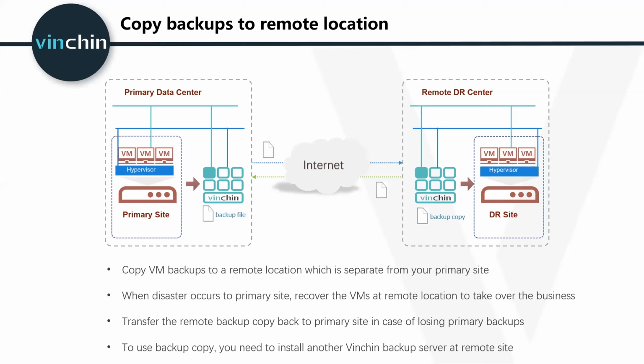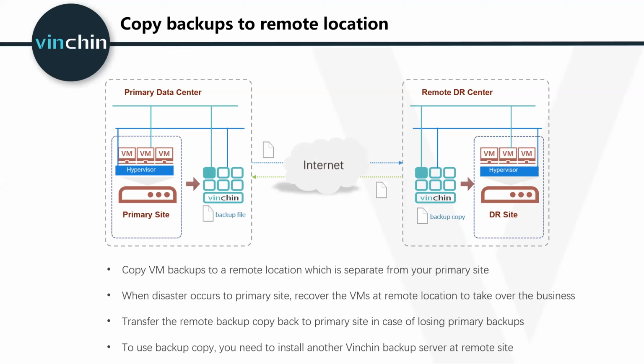When disaster happens to your local business system, you can restore the VM in the remote location to take over the business. You can also transfer the backup copies back to your primary location to recover if the business system is still there. If you have no business system offsite, don't worry. You can also copy the backup file to a remote storage like NAS for disaster recovery as well.